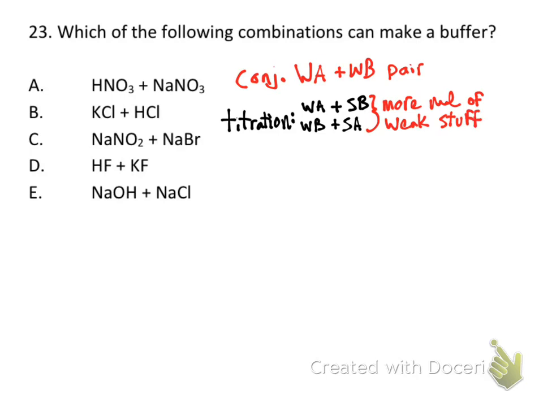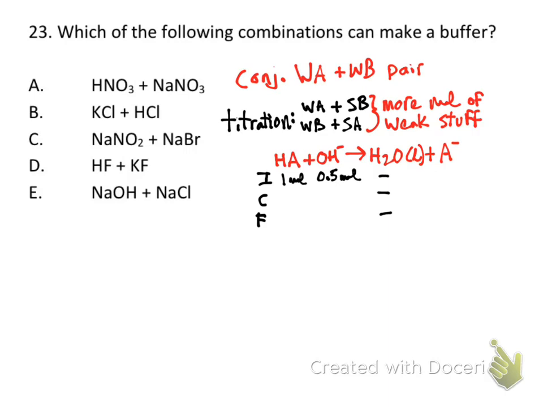Reason being, let's do an ICF table to show how this can happen. So let's say we have a hypothetical weak acid, HA, and we add in a strong base, a source of hydroxide. They will react completely to form H2O liquid and the conjugate base. Now, if we consider an ICF table, if we have fewer moles of hydroxide, so let's just say we have 1 mole of HA and 0.5 mole of OH minus. Water, we don't care, and A minus, we're not starting off with any of this. So if the limiting reagent is the strong stuff, it would be minus 0.5, minus 0.5, and plus 0.5.